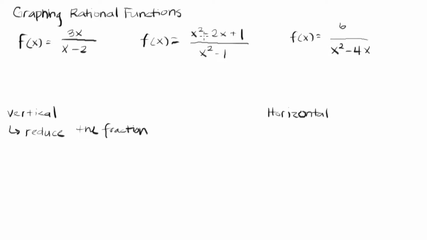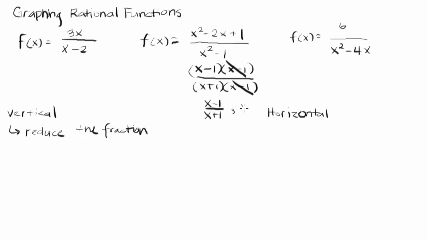On the second one, however, you'll notice that you have x squared minus 2x plus 1, which can factor to x minus 1 times x minus 1, over x plus 1 times x minus 1. So in this scenario, the first thing you're going to want to do is reduce the fraction. The x minus 1's cancel each other out, and the result is x minus 1 over x plus 1.